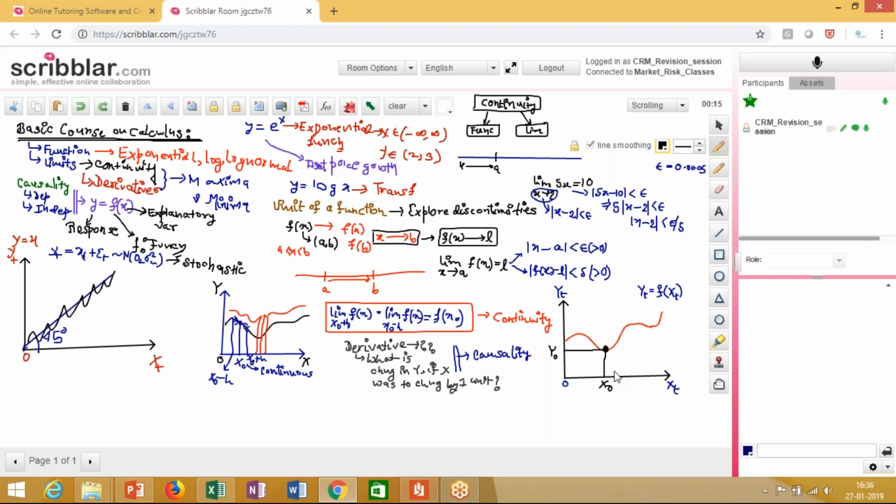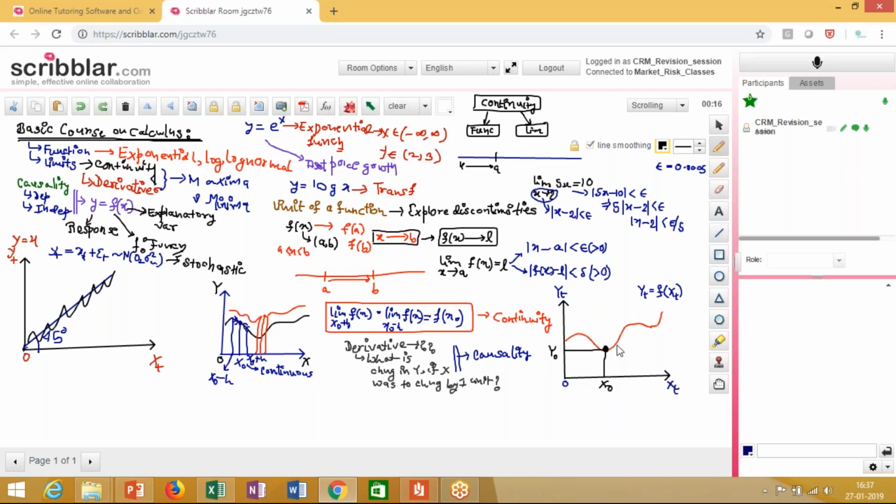Derivative helps us capture the marginal impact of a change in an independent variable on the dependent variable. It says that if x was to increase or decrease by 1 unit, what would be the corresponding impact on y0? This is the reason why derivative is very important, because the derivative of a function captures the marginal impact of a change in the independent variable on the dependent variable.